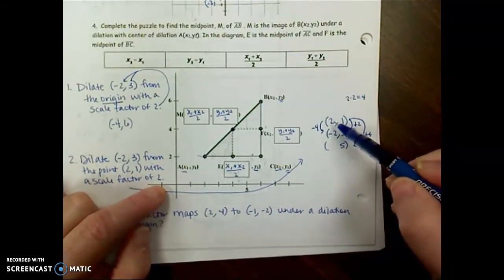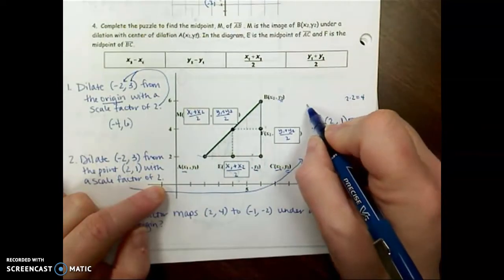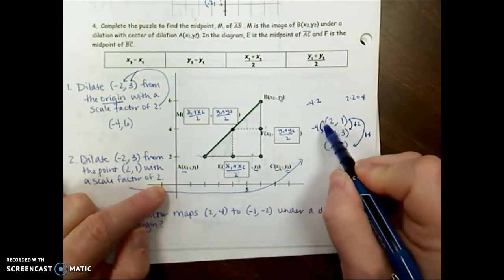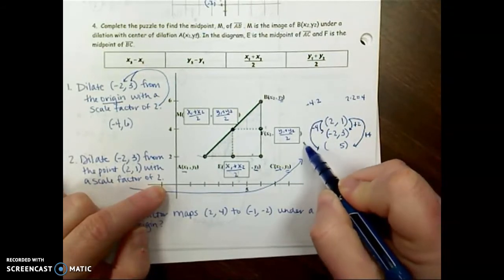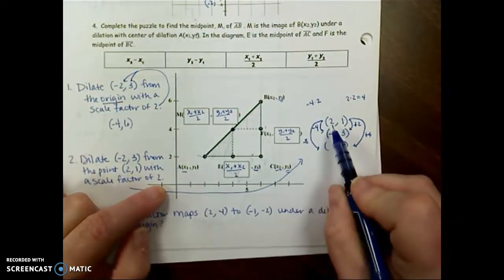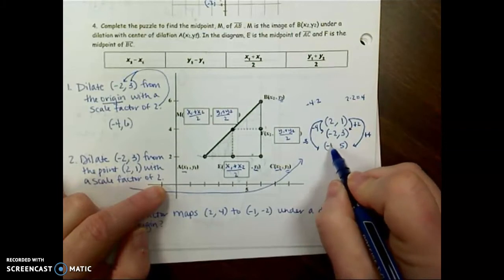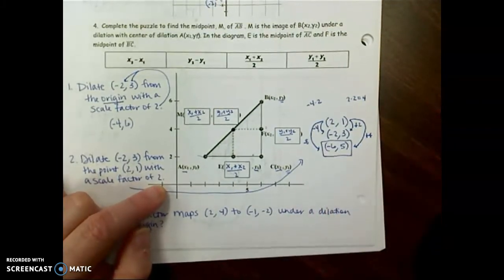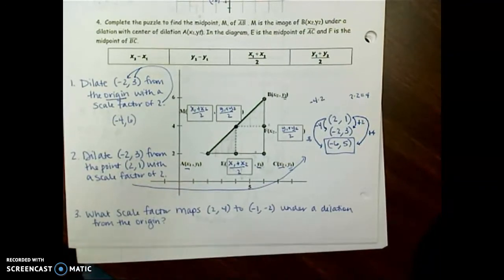And then do the same thing with the horizontal distance. I went to the left 4, but I'm going to double that because my scale factor is 2. So I'm going to go to the left 8 in order to get my new x-coordinate. 2 minus 8 is -6. So this would be my new point with a scale factor of 2 from the point 2, 1.